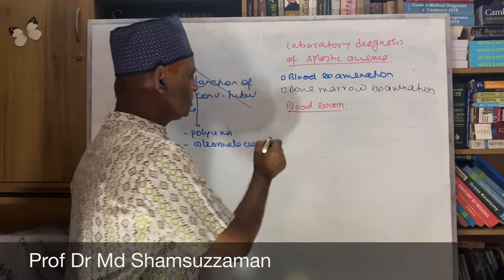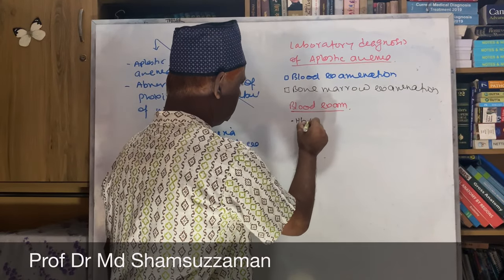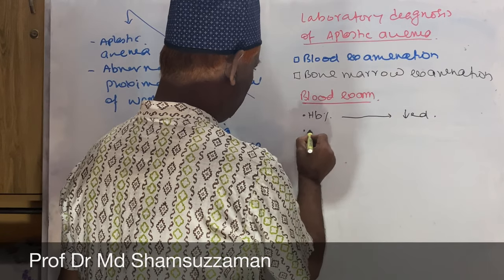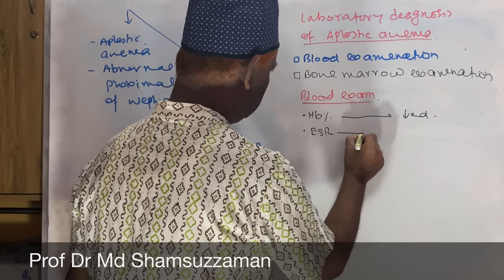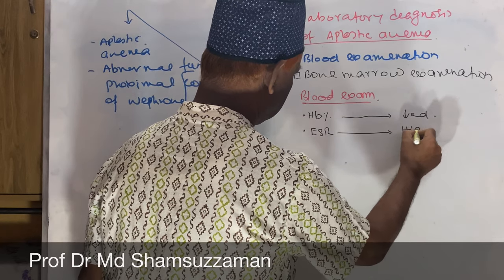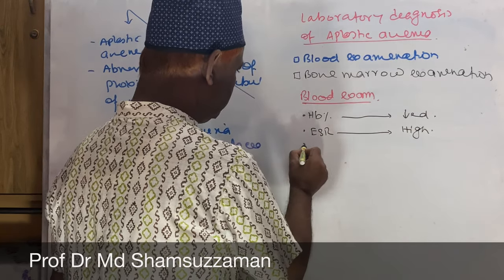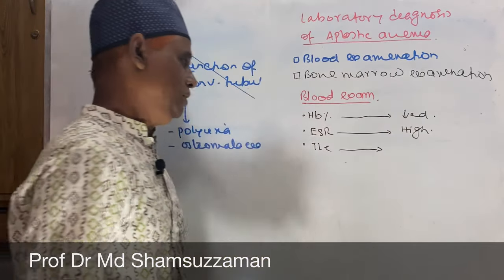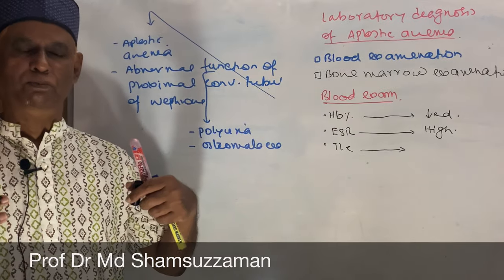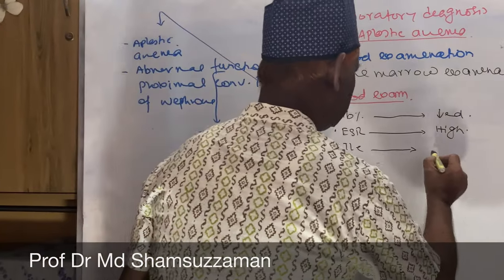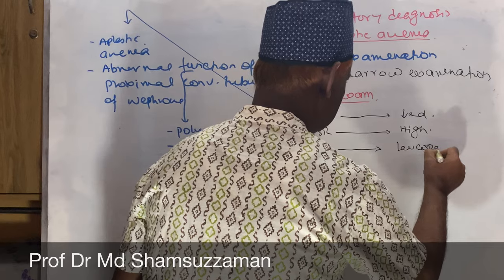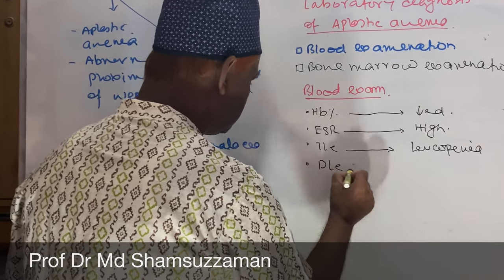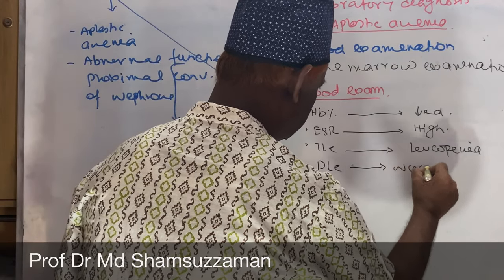We have to do first hemoglobin estimation. As it is anemia, it will be decreased. We have to do ESR. It will be very high. Then we have to do TLC, total leukocyte count. As it is aplasia or hypoplasia, total leukocyte count is decreased, that is leukopenia. Then we have to do DLC, it is a normal distribution.